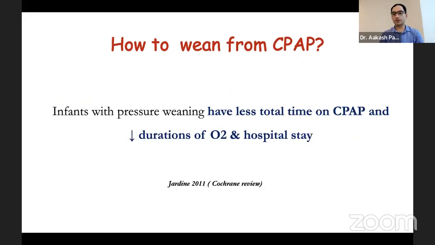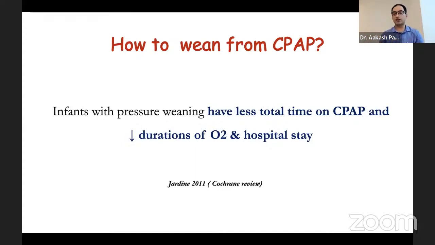Now, once the baby's disease process is passive, how to wean? There are two strategies which are commonly involved in weaning from CPAP. One is the pressure strategy, where we decrease the pressures gradually. Suppose the baby is on CPAP of 8, we come down to 7, then gradually to 6, then 5, then 4, and then we finally wean them off.